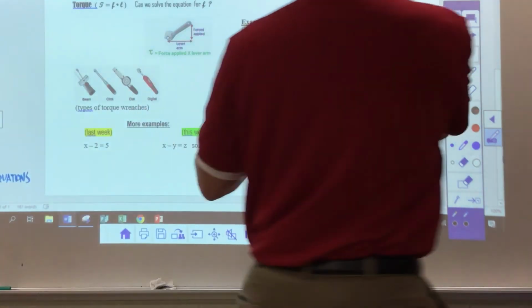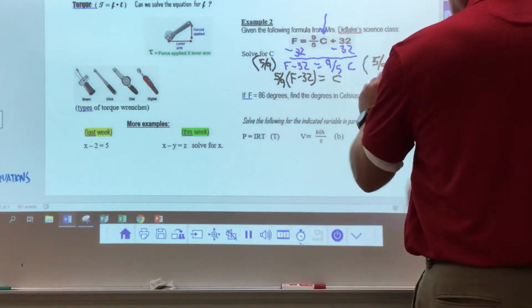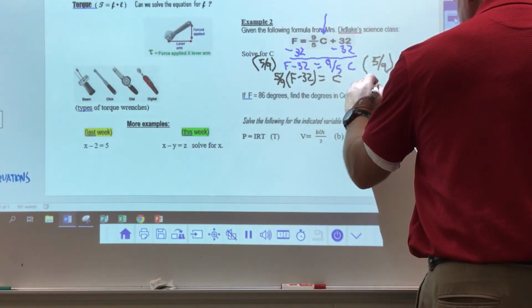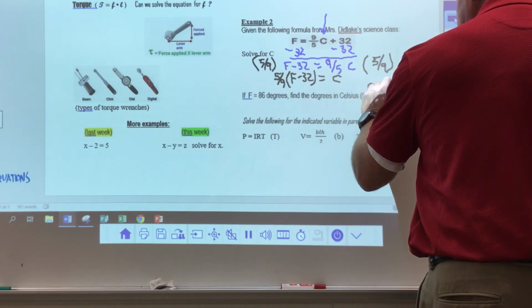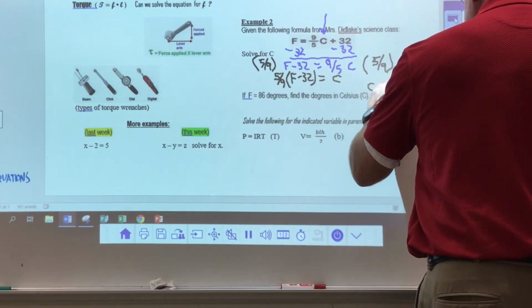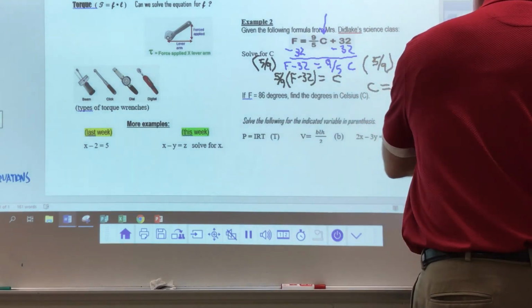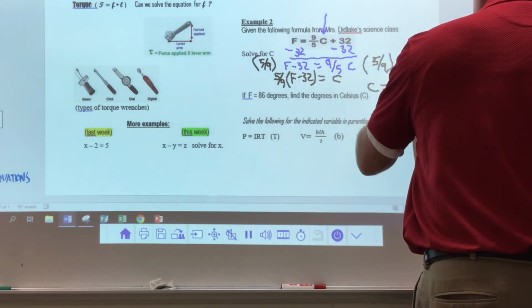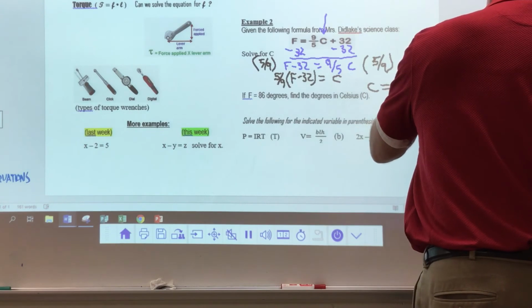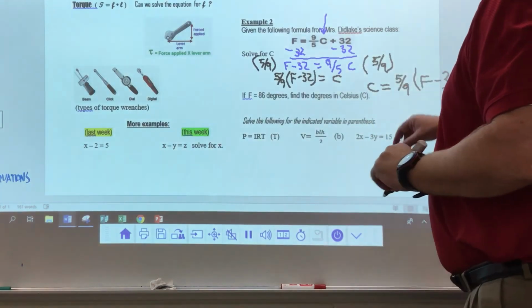I'm going to write it over here. I'm going to use the symmetric property and change sides. Maybe that'll look better for you. If I write it this way, put the C on the left side, the 5/9, and the F minus 32 right here. Okay, squeeze that in your notes there for you.